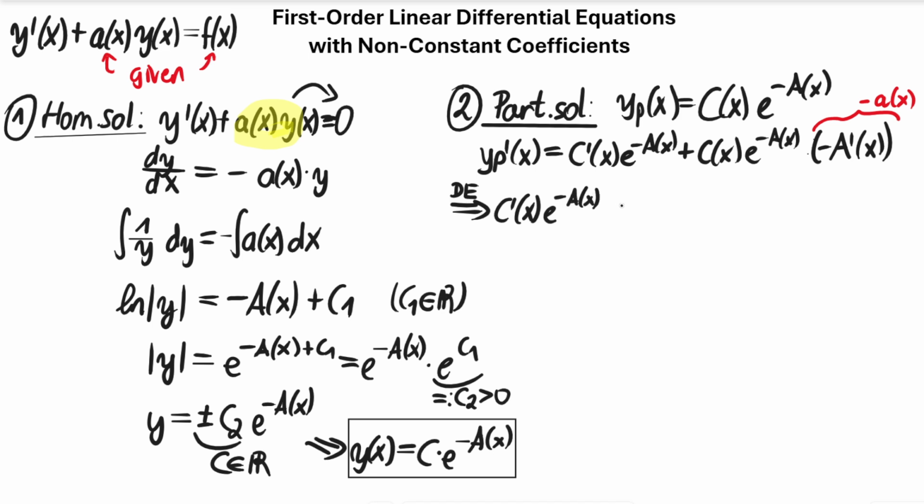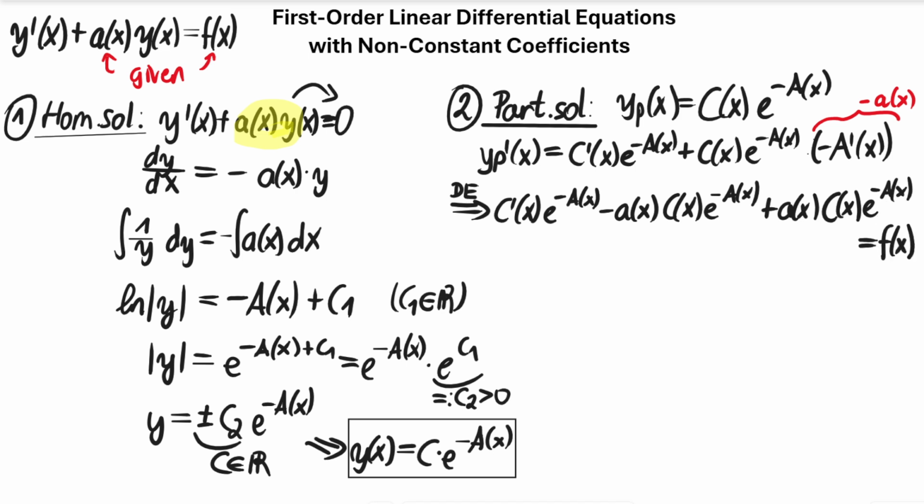If you want to save time, you can also omit the dependency on x for all these variables, but I write it now. So this is the first derivative, and then plus a of x times the original function yp, which is short in this case. And this is going to be f of x if it should solve the differential equation.